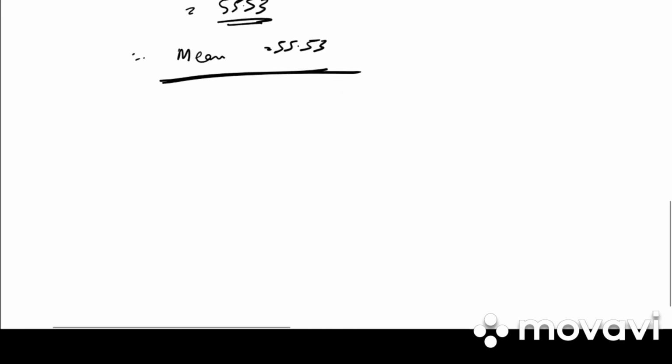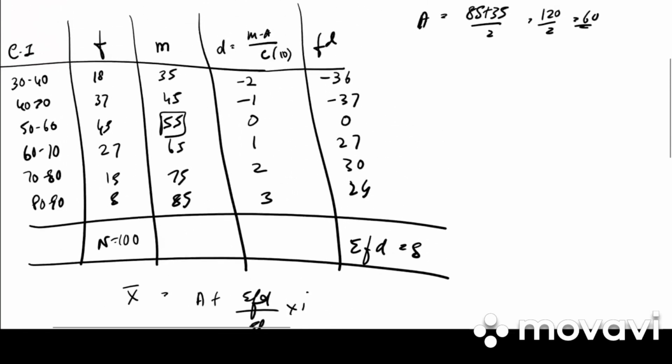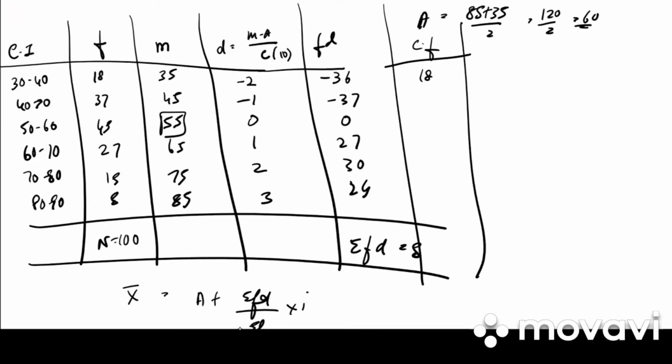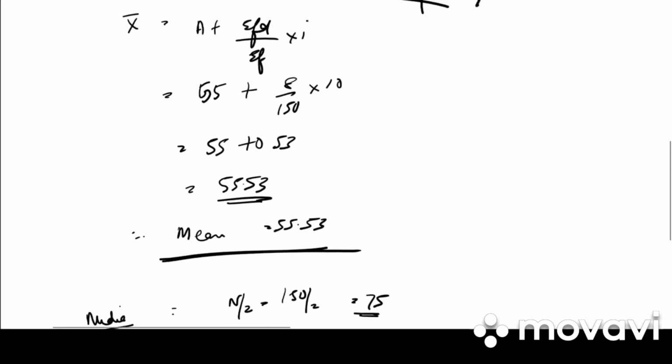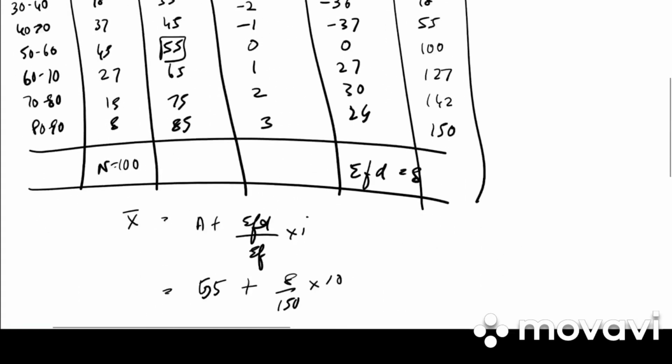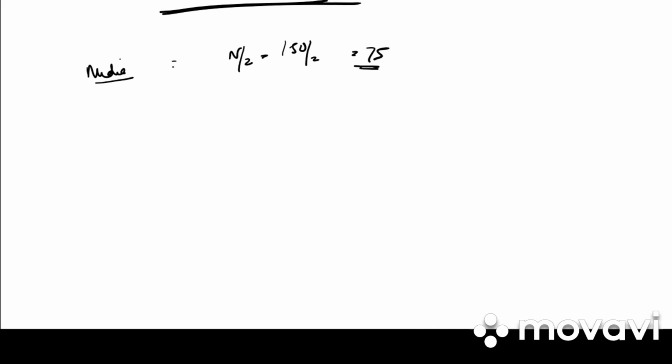Then we need to find out the median. It is n by 2, 150 divided by 2, that is 75. We need to find cumulative frequency: 18, 55, 55 plus 45, 100, 127, 142 and 150. So 75 lies in which class? It is 50 to 60. So median class is 50 to 60.